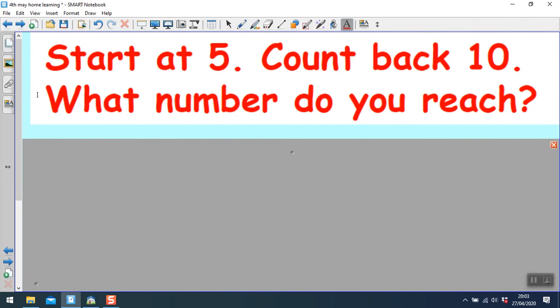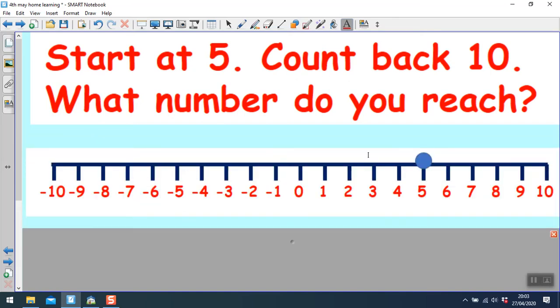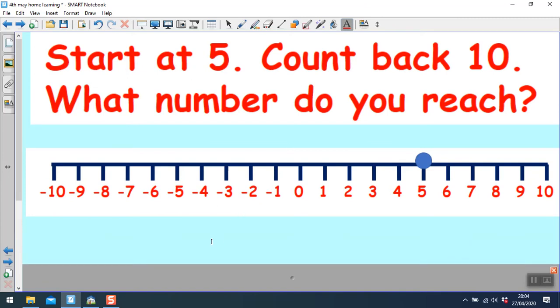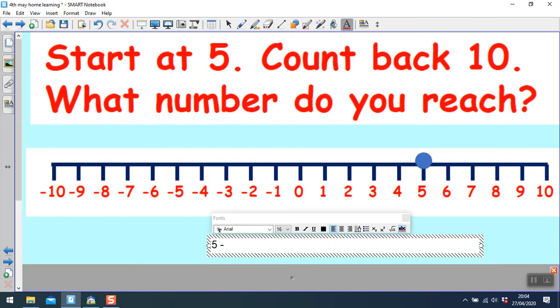Now try and do this without looking at the number line and see if you get it right. Pause the video while you write down the whole calculation. So I start at 5 and I count back 10. I've got to take away 5 to get to 0, then take away another 5 to take away 10. Or I can just take away 10 jumps and I'll get back to -5 in the end. My calculation is 5 take away 10 equals -5.